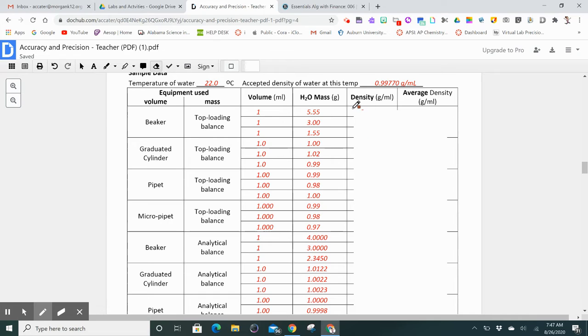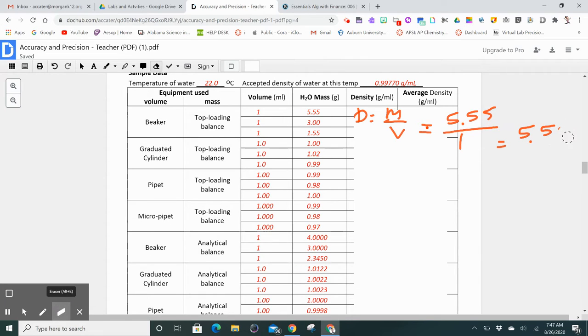To find density, you need to remember that density is mass over volume. So all you're going to do is take the mass number, 5.55, and divide it by the volume of 1. So that density is going to be 5.55. You're going to put that in the blank, and you're going to do that 3 times. We've taken 3 measurements, so we do it 3 times.